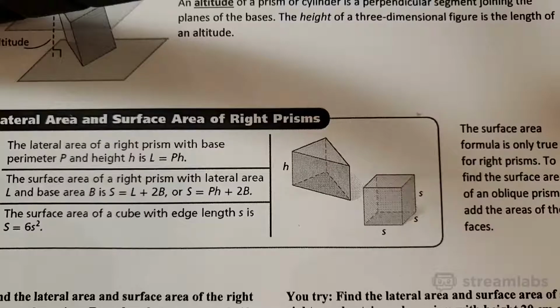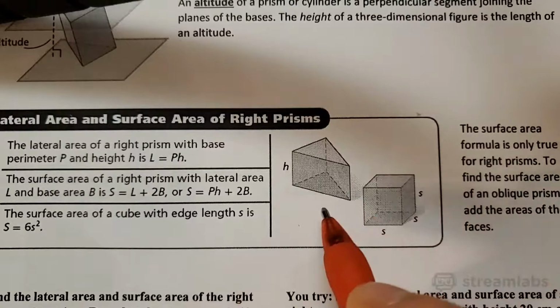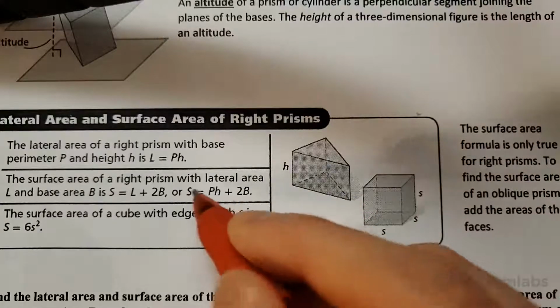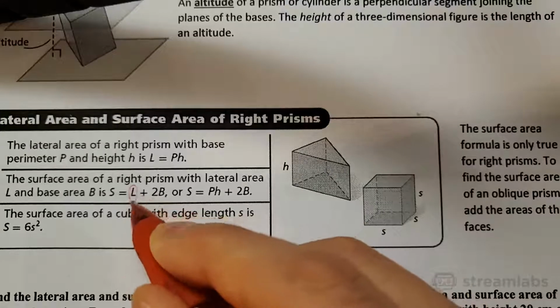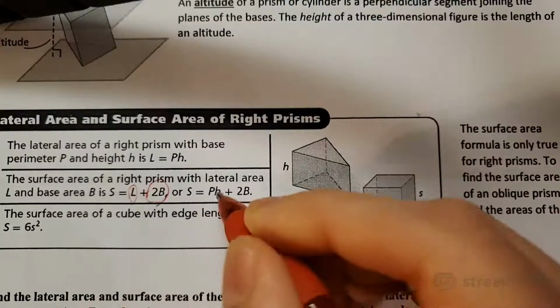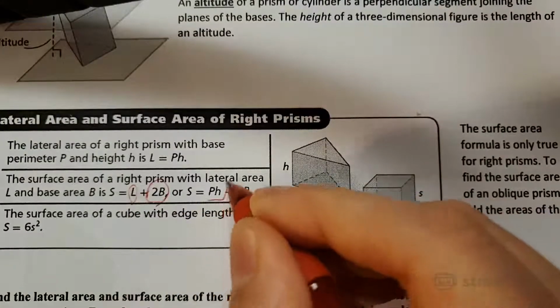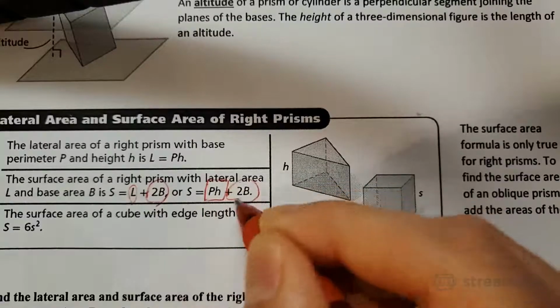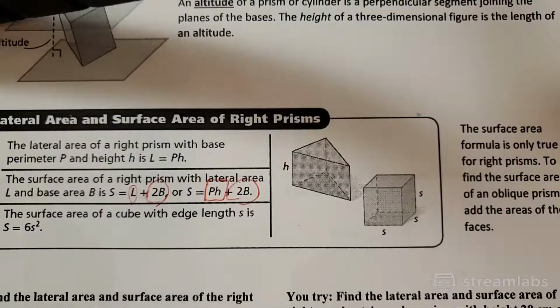All right. So in general, you'll get lateral area plus 2 bases, or in this case, perimeter times height plus 2 bases. That's essentially what we're looking at. All right, let's look at an example problem.